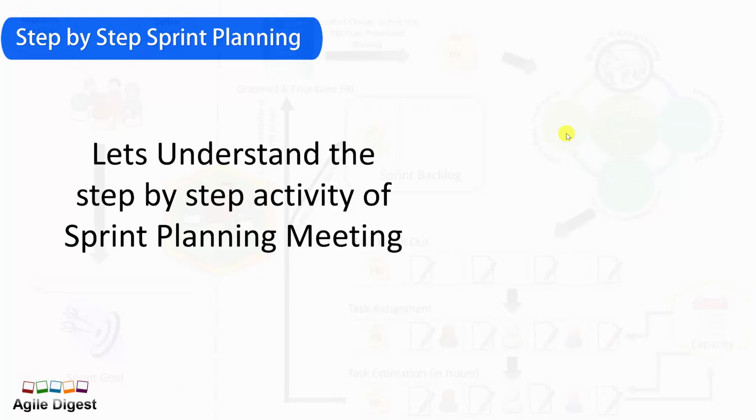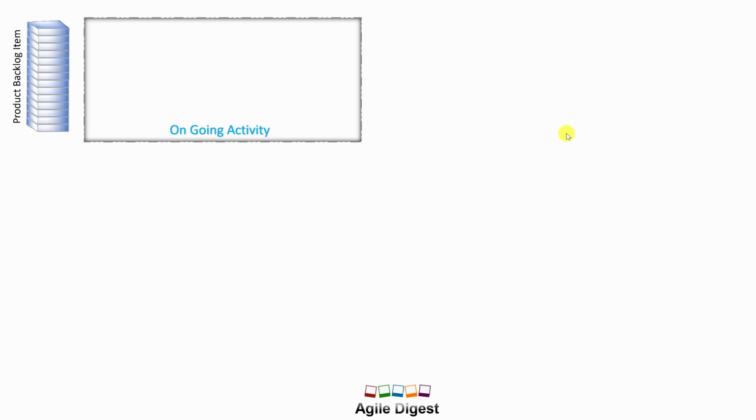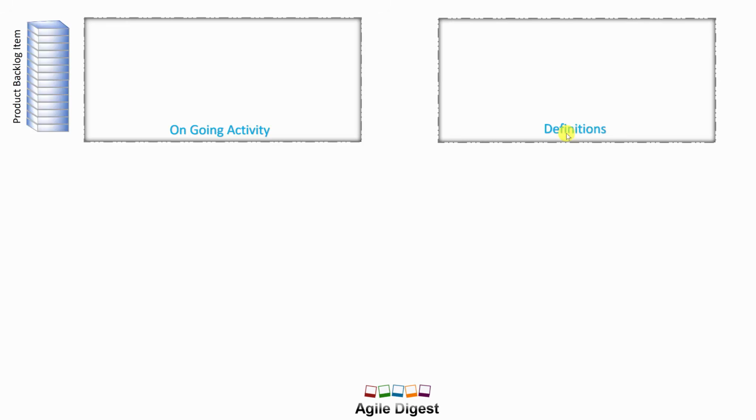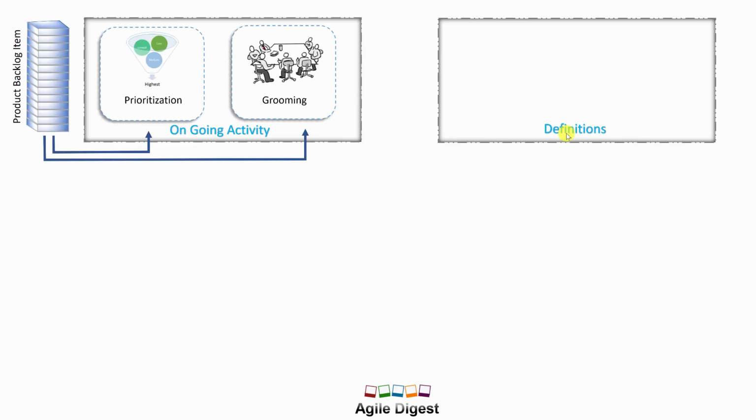Now we'll be talking about step by step sprint planning, what we actually do in sprint planning. So before we go step by step, let me just take you through the entire Scrum process and where the sprint planning actually fits. So we have a product backlog item, and we have a few ongoing activities in our regular day-to-day life. We have a few definitions, we'll talk about what those are. So the ongoing activities are prioritization and grooming.